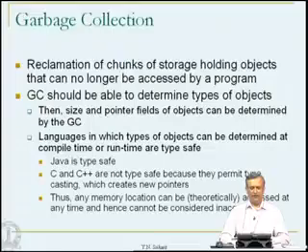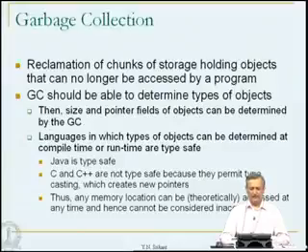Therefore, if we can actually do allocation automatically, then some of these problems may be eliminated. So, reclamation of chunks of storage holding objects that can no longer be accessed by a program is called garbage collection. So, GC should be able to determine types of the objects. So, we will know why, okay, very soon we will know that. Then the size and pointer fields of objects can be determined by the garbage collector. So, once I know the type of the object, I know the size of the object as well. This is the point.